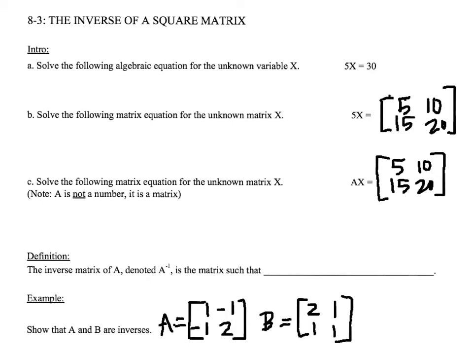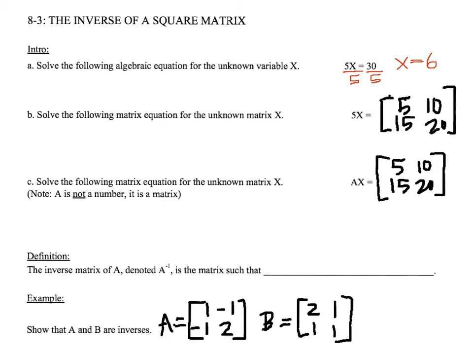Welcome to section 8.3. We're talking about inverses of a square matrix. Please remember a square matrix means that the order or the dimensions are the same for the number of rows and the number of columns. And so I'm going to start with the basic idea that if I give you an algebraic equation, such as 5x equals 30, what I can do in order to solve is divide both sides by 5. I end up getting then that x is 6.